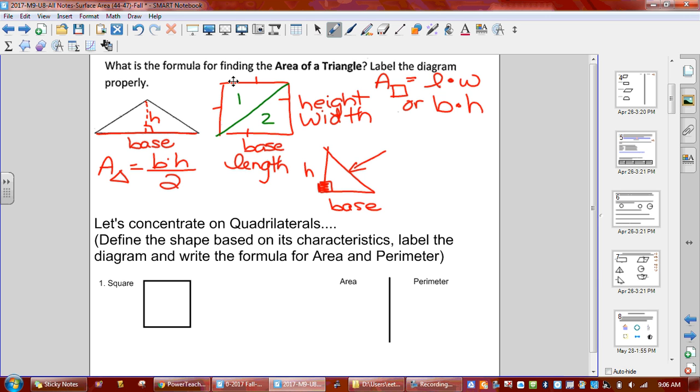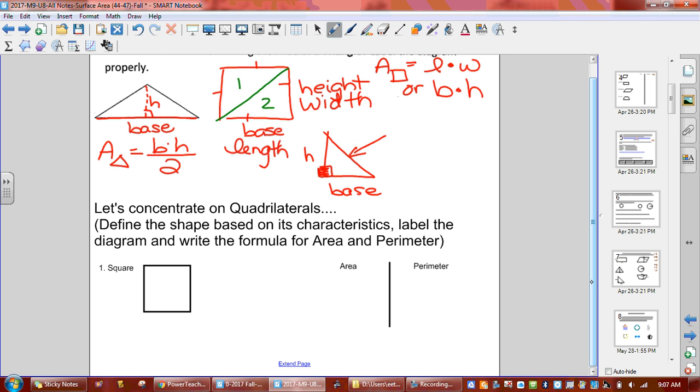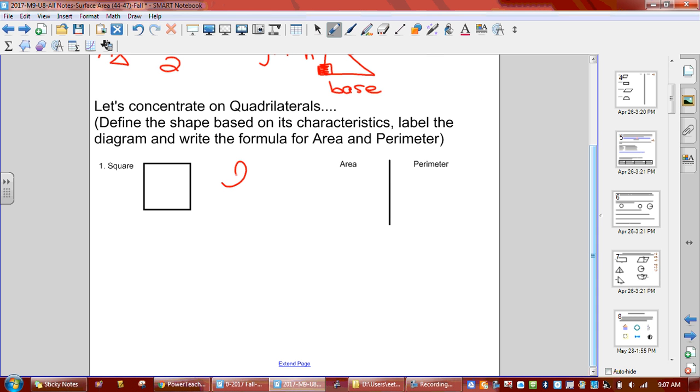All right, now we're going to go back and concentrate on some quadrilaterals, some 4-sided shapes. So we have a square. We already said the area of a square is length times width, or base times height, but we could also say something different for a square. What do we know about squares? The sides are the same. So if this guy's a 10, this guy's a 10, and so on, all the way around.